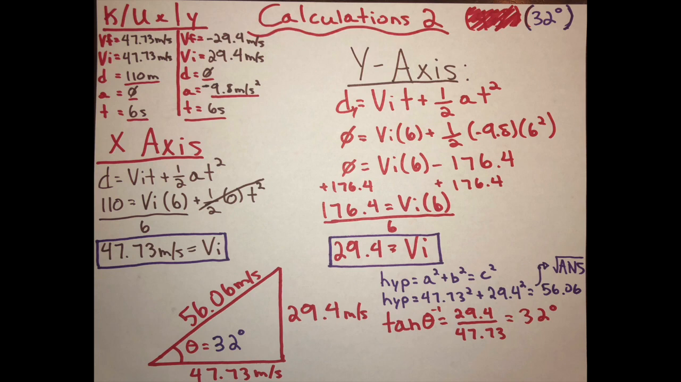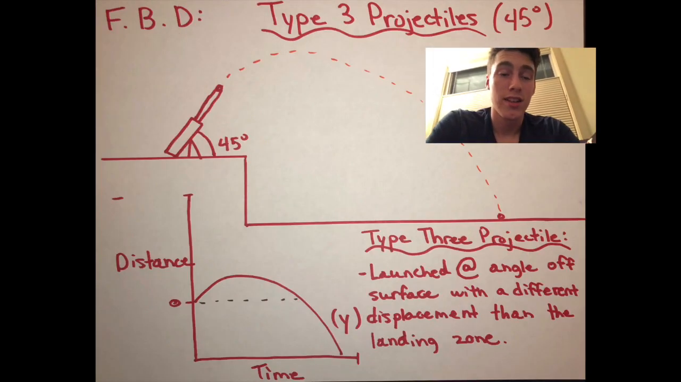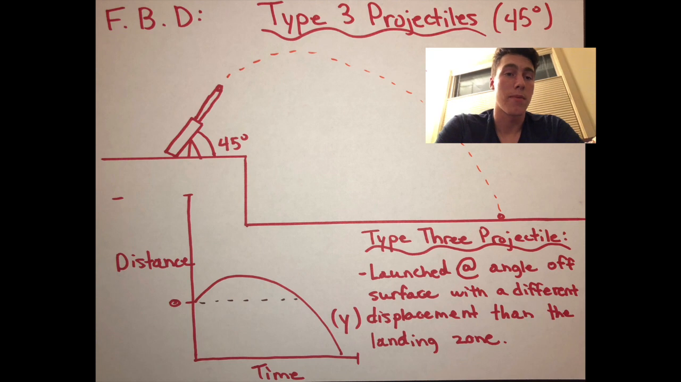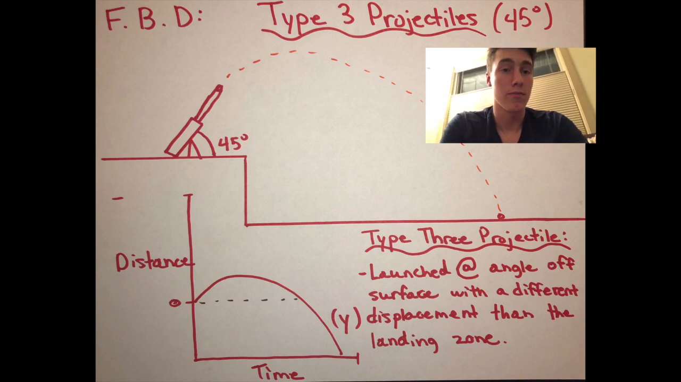However, by definition, a Type 3 projectile has a non-zero displacement, meaning our launch elevation is different from that of our landing elevation. So we could be launching off a cliff, we could be launching up a mountain. As long as we're launching at an angle and we're landing at a different elevation than we started at, we're going to have a Type 3 projectile.